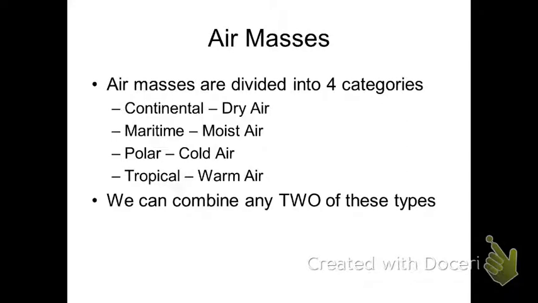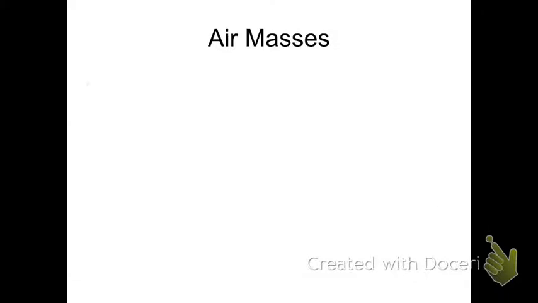Alright, ladies and gentlemen, this lecture will cover air masses, fronts, and pressure. There are four different types of air masses, four basic ones. There's continental air masses, those are dry air masses, maritime, moist air, polar, cold, tropical, warm. And we can combine these two.